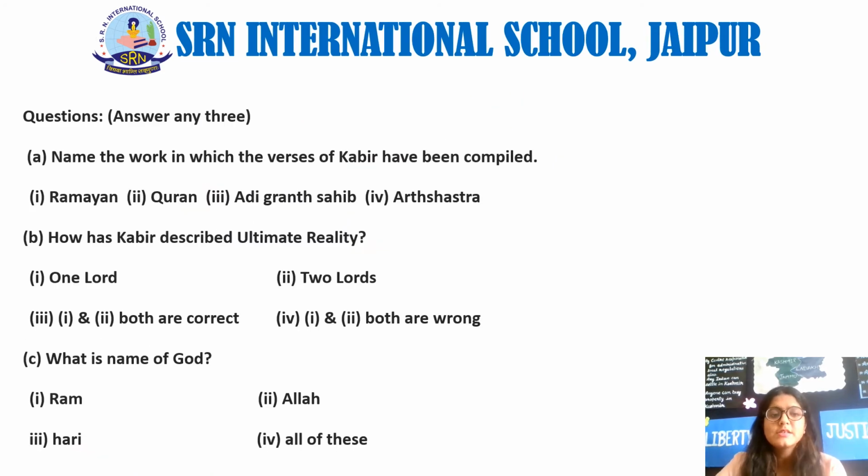Very first question asks, name the work in which these verses of Kabir have been compiled. The answer to this question is Adi Granth Sahib, a very simple question. How has Kabir described ultimate reality? The ultimate reality is one Lord. There are no two lords for the two different communities. We don't need two lords. We all are humans. Caste, religion, sect we have created. Now we have to understand that all humans are run by only one supreme power, that is one Lord.